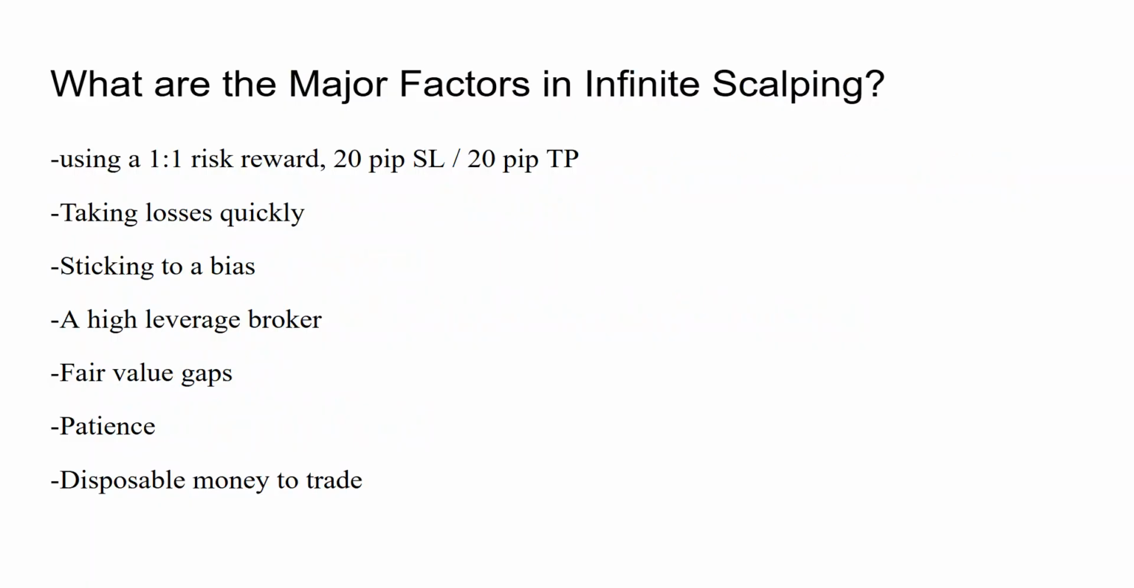So what are the major factors for making this work? Number one is using a 1-to-1 risk to reward ratio, 20 pip stop loss, 20 pip take profit, period. No more, no less. Taking losses quickly. In other words, we try not to let the trade hit our stop loss if we're trading 1-to-1, using 20 pip stop loss, 20 pip take profit. Sticking to a bias, using a high leverage broker is also important because we do trade some size here, and we only trade one entry. So the entries that we do make, they're worth it. So we also trade off of fair value gaps. We need patience and disposable money to trade.